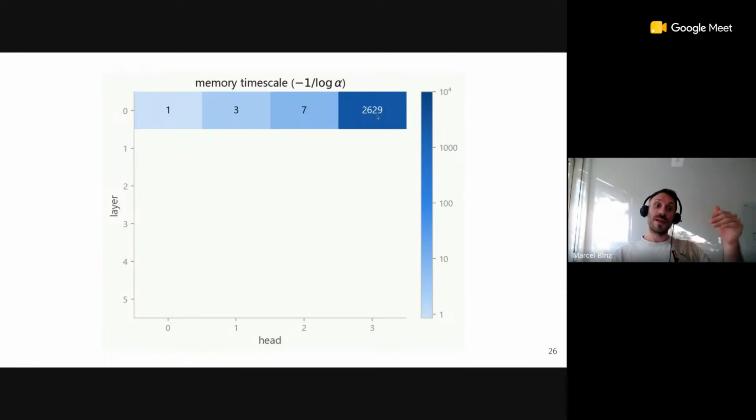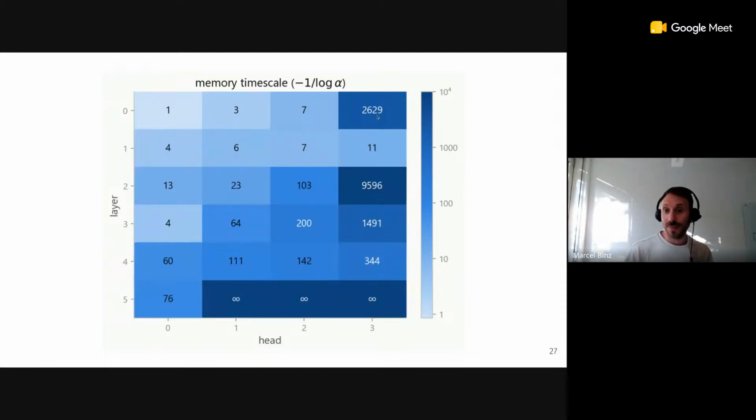There's also variability between layers. We found some layers have a very short memory timescale. For example, layer 1 here has only between 4 and 11 tokens memory timescale on average, while other layers, in particular the last one here, essentially have an infinite memory timescale. So they pretty much don't forget at all. We haven't related these yet to findings from the cognitive science literature, but I think it would be quite cool to do that to see if such specialization and variability is also present in the human brain.